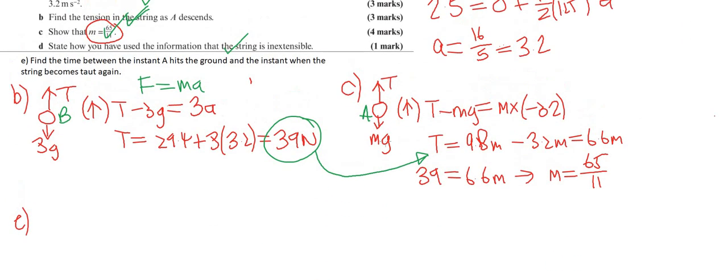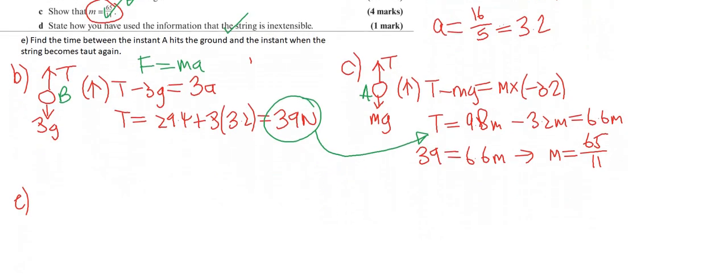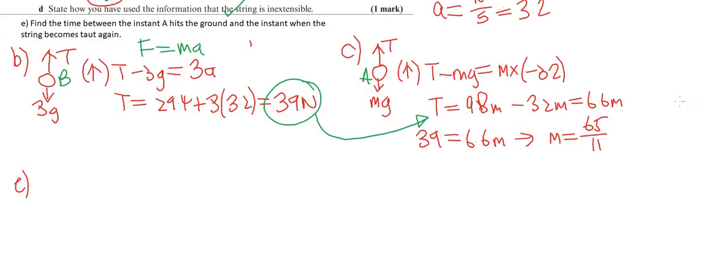So our question is, find the time between the instant that A hits the ground and the instant when the string becomes taut again. So we've got to work out how long B is moving for after A hits the ground. Right, so let's start from rest, because we need to work out how fast B is moving when A stops.